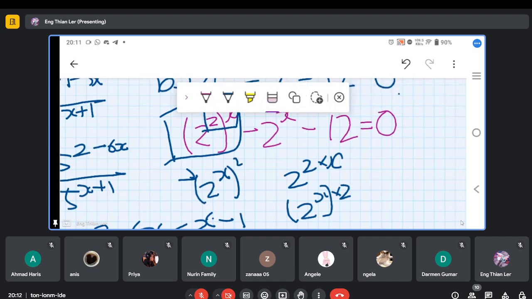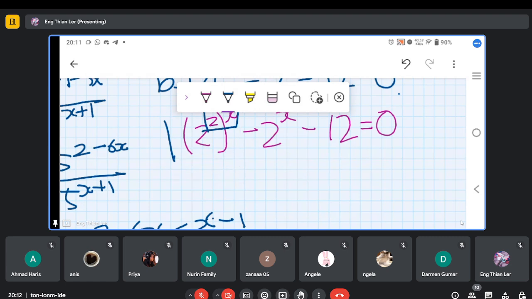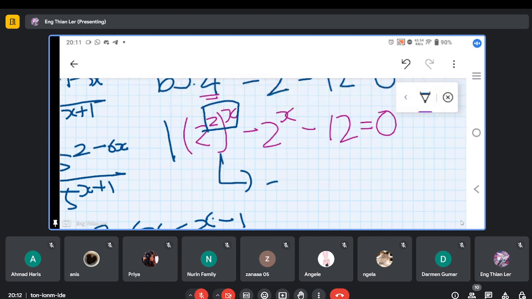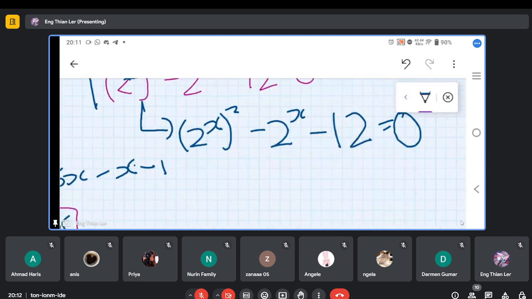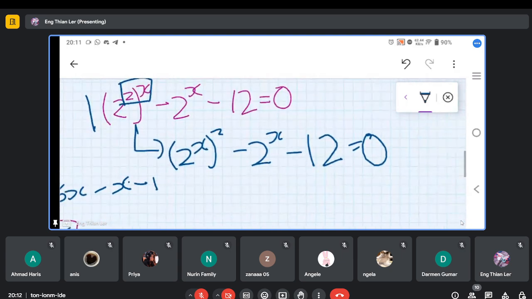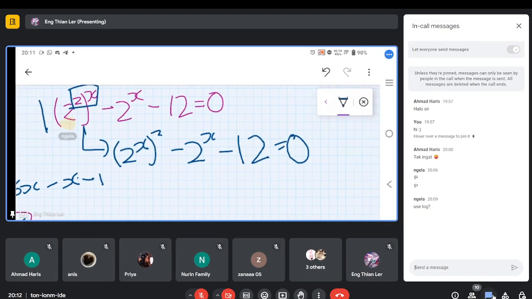So let's clear this and simplify by writing it like this. We get 2 to the power x, squared, minus 2 to the power x minus 12 equal to 0. Okay, so we got our second step done. Do you all have any idea how to do the first step? Does this look familiar? Look at the second power.